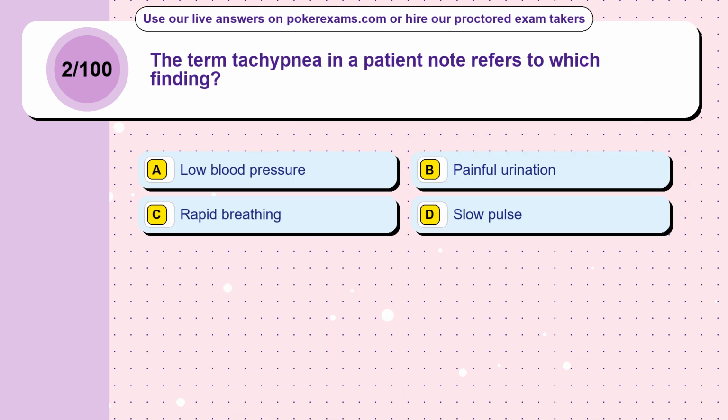Question 2. The term tachypnea in a patient note refers to which finding? Option A. Low blood pressure. Option B. Painful urination. Option C. Rapid breathing. Option D. Slow pulse.